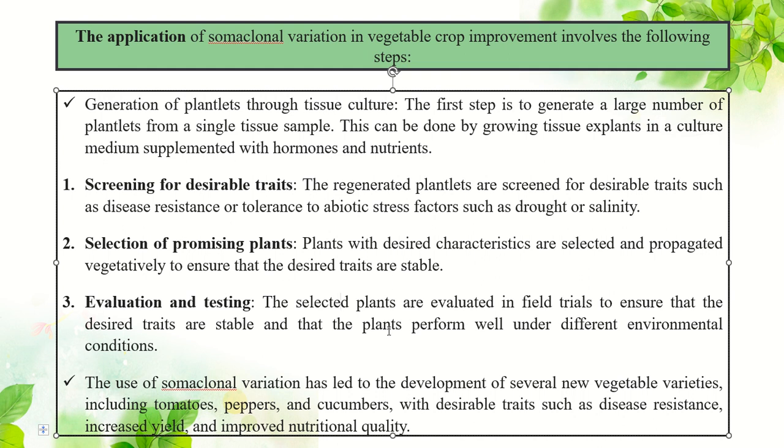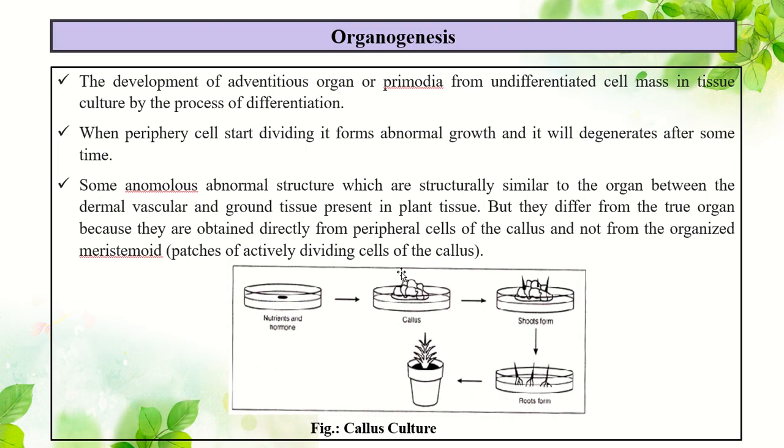Then third, evaluation and testing. Selected plants can be evaluated in field trials to see if they perform well under different environmental conditions. Then you can select. So the first stage, as I said, covers direct embryogenesis and indirect embryogenesis, somaclonal variations. Now, organogenesis. You have to write only the key words, and I will provide you material for that also.